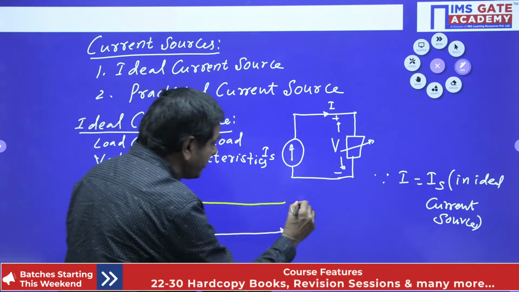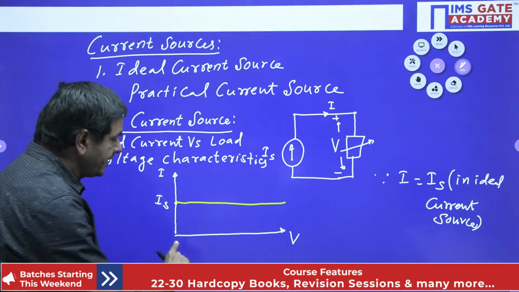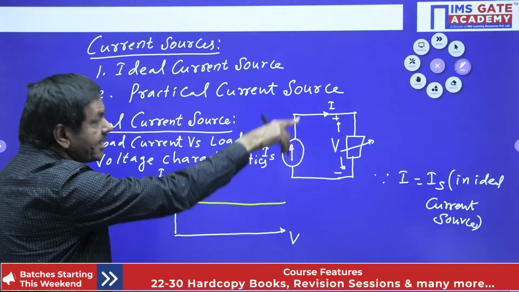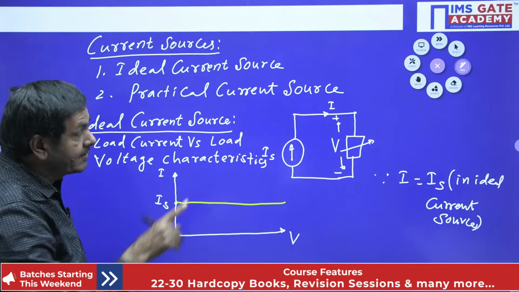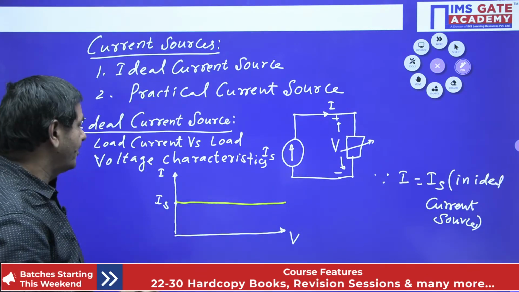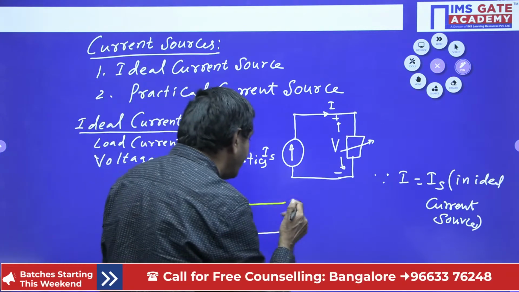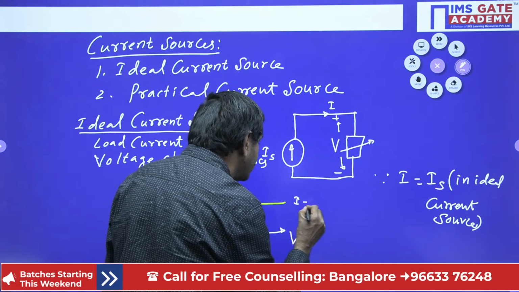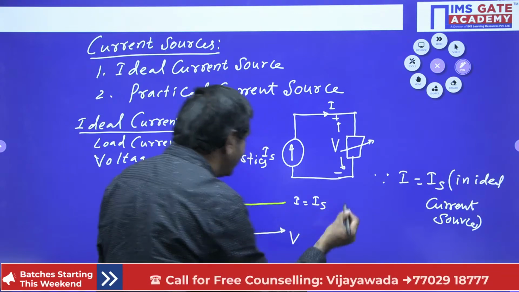Current is going to remain constant. But the fluctuation of this voltage is possible. Variation of this voltage is possible only, due to change of this load only. So the point I said now, in this case, I equals IS always, for the ideal case only.